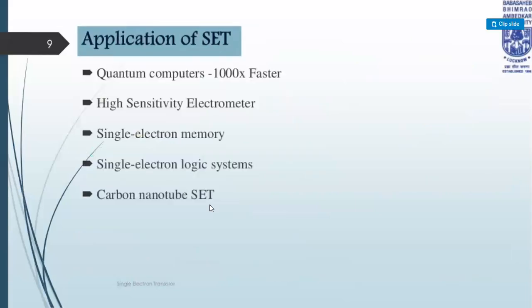This is the application of the SET. Number one is the quantum computer, which is 1,000 times faster. Another example is the high sensitivity electrometer. Number three is single electron memory. Number four is the single electron logic system. Number five is the carbon nanotube single electron transistor.